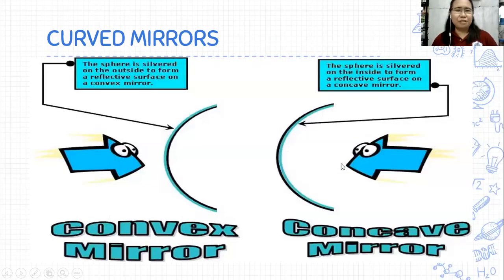So let's proceed to the curved mirrors. We have two types, the convex mirror and the concave mirror. So the convex mirror, the reflective surface is the outside, and the concave mirror's inside is the reflective surface. So one great example of a curved mirror is the spoon.